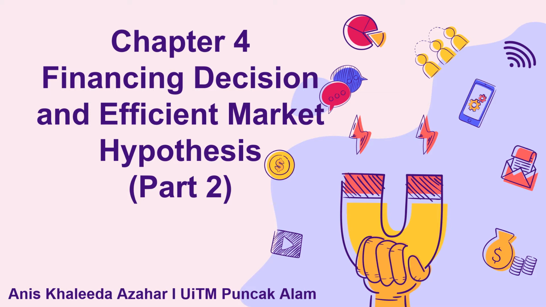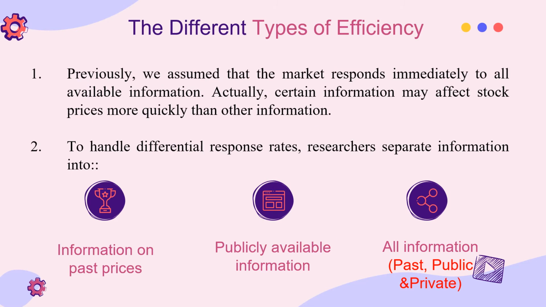Okay, so this is part 2 for chapter 4, which we have learned in the previous video: the financing decision and efficient market hypothesis. So, this slide is very important because the different types of efficiency will always be asked in your test, so you have to be more clear on this topic, which is the types of efficiency.